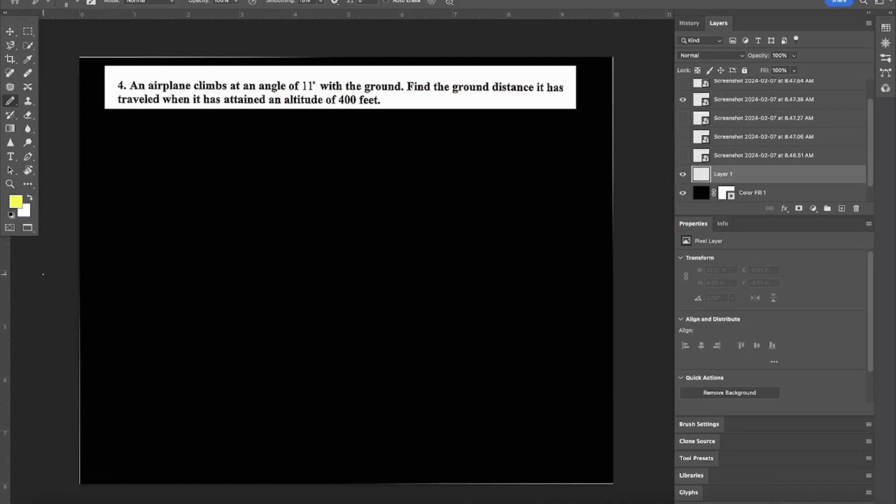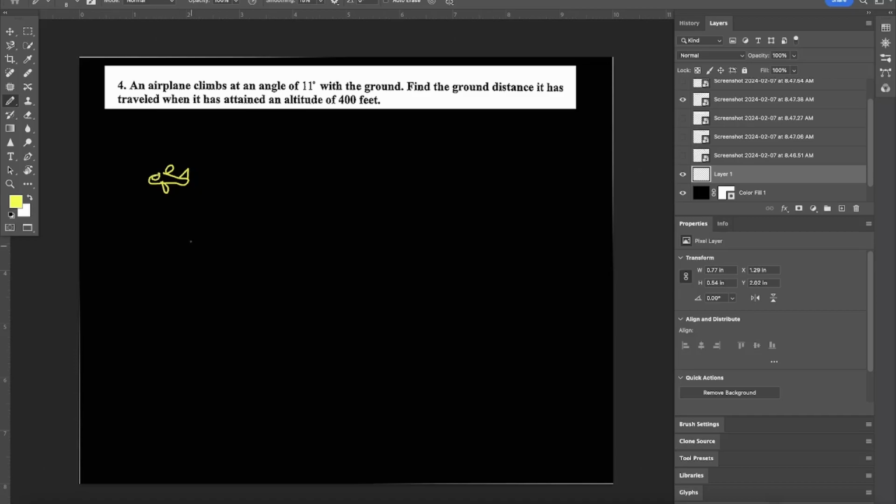Okay, so let's begin with the fourth example. An airplane climbs at an angle of 11 degrees with the ground. Find the ground distance it has traveled when it has attained an altitude of 400 feet. So let's create our plane. I don't know if I can create a really good plane with a wing.